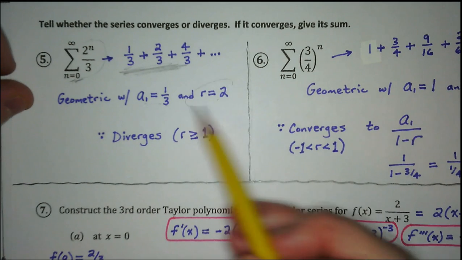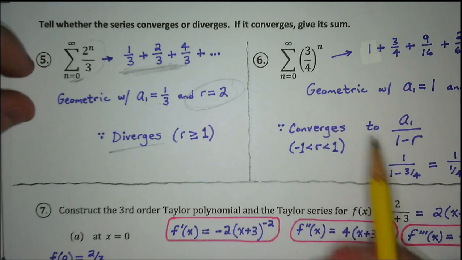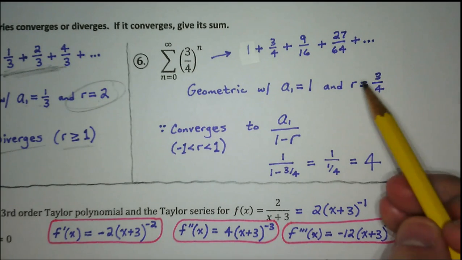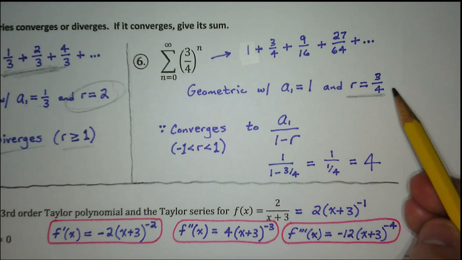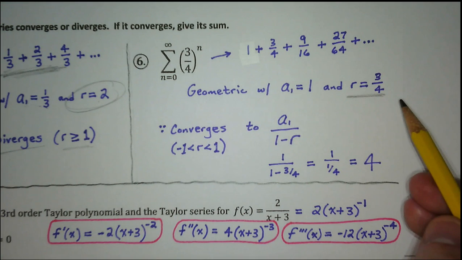Now look, check it out. My R value is 2. Right there, there's a deal breaker. That's why it diverges. Over here in number 6, same deal, but you figure out that your R value is actually 3/4. That will actually make it converge.